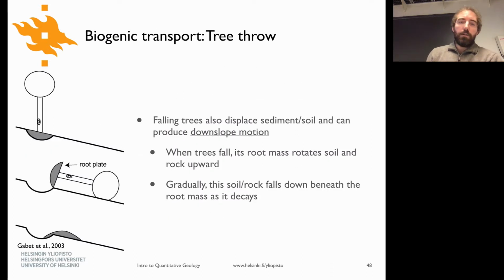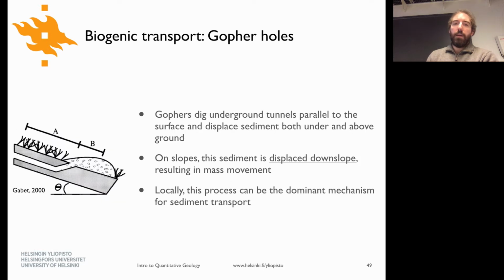There are other things like tree throw. When trees tip over, they tend to throw more dirt downhill than uphill. And when gophers dig holes, so geomorphologists study all these different kinds of processes. If you're in places where there are a lot of gophers or other animals digging in the ground, they tend not to like to put the dirt uphill. They dig so that the dirt goes downhill, and as a result, you get mass moving downhill. And in some places, that's actually significant.